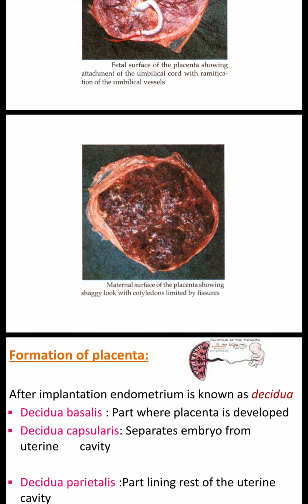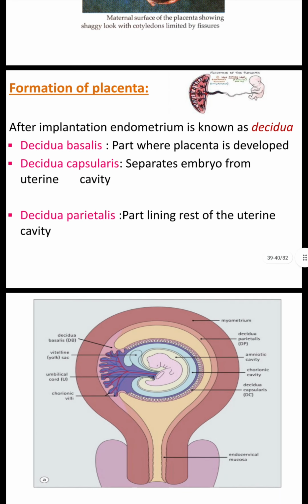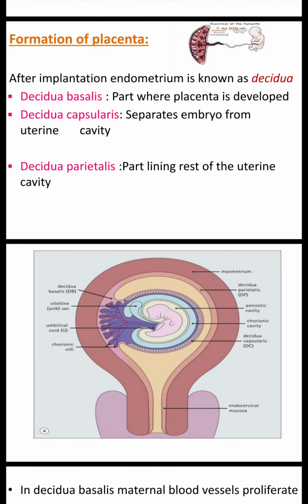This is the maternal surface of the placenta, showing a shaggy look with cotyledons limited by fissures. Now, how is the placenta formed? After implantation, the endometrium is known as decidua. The decidua basalis is the part where the placenta is developed.